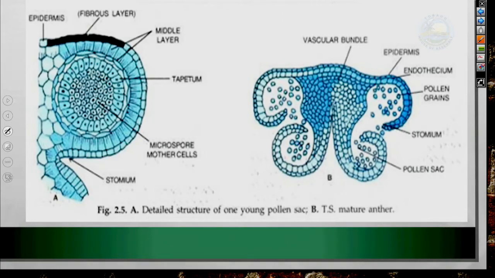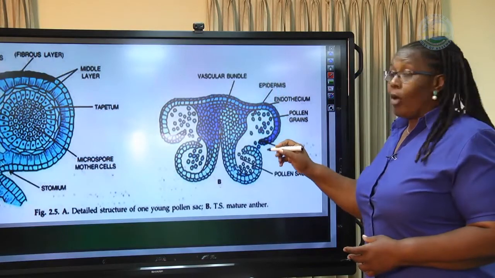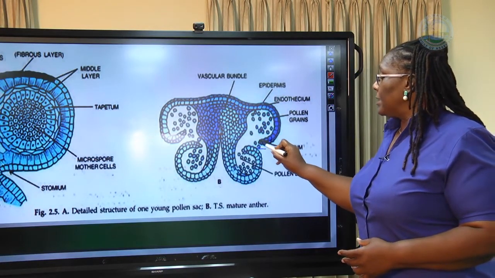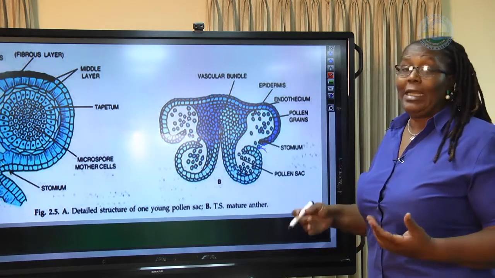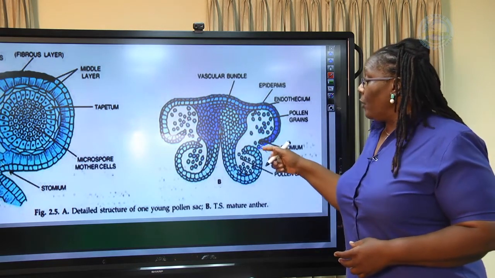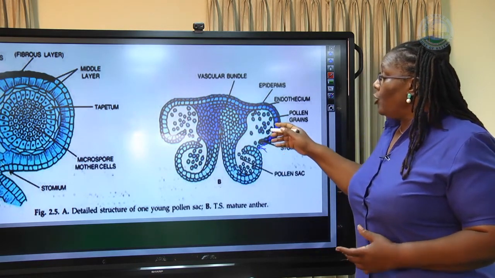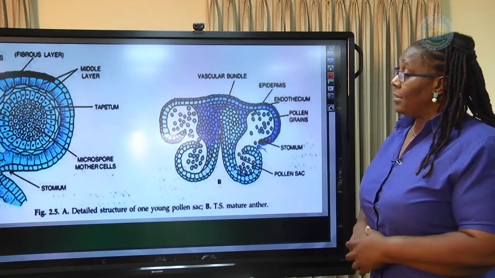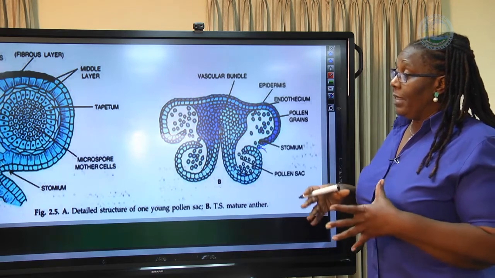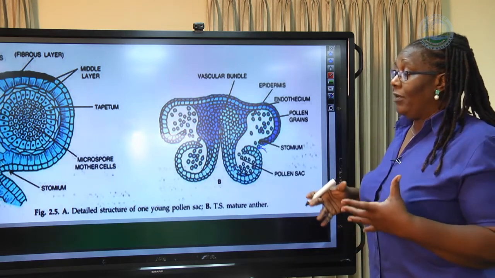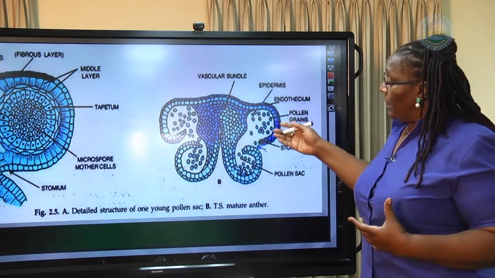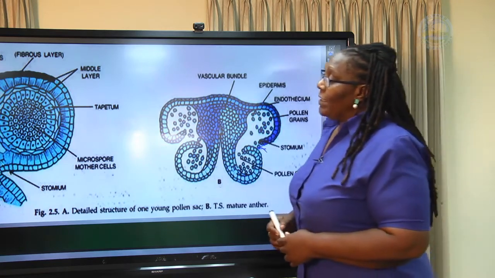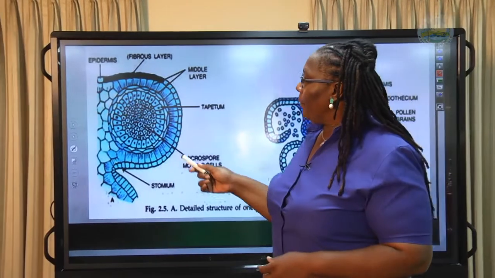You are seeing that this has already broken. So the 4 chambers have separated, and this line here is what we call the line of dehiscence, the line where it would have broken, and you now have the pollen grains free to exit this anther. They simply stayed in there until they were developed, and when they were developed, the anther burst open and the pollen grains came out.